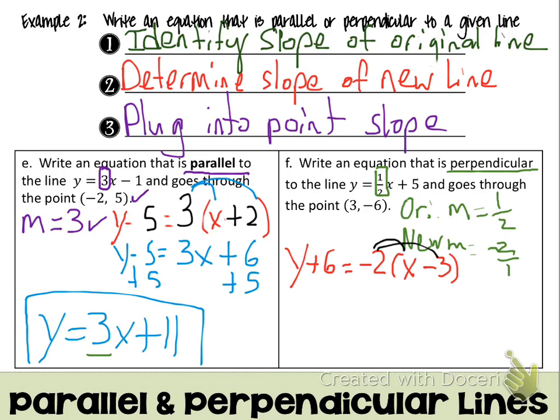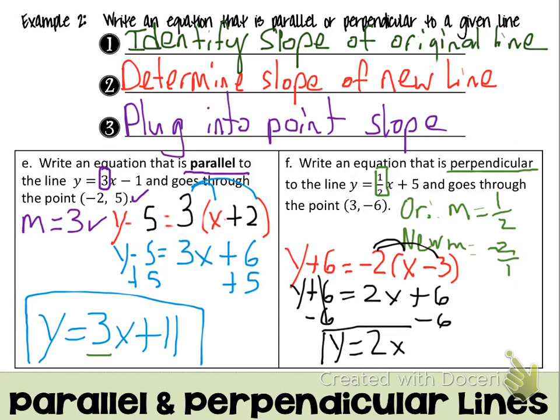Distribute. 2x, -2 minus -2 times -3 is +6. And I'm going to subtract 6. y equals 2x, and that would be 6 minus 6 would be 0, so I don't have to write anything there because it's just 0. So this was my equation. If you want to write 2x plus 0, that's fine, but you don't have to. So my equation is y equals 2x.